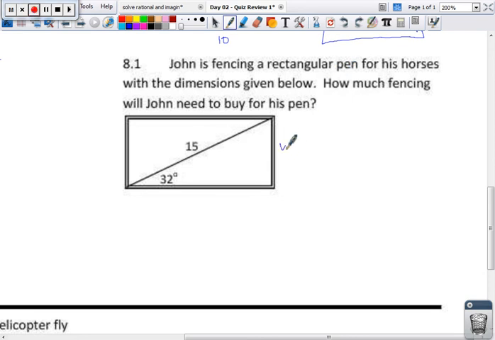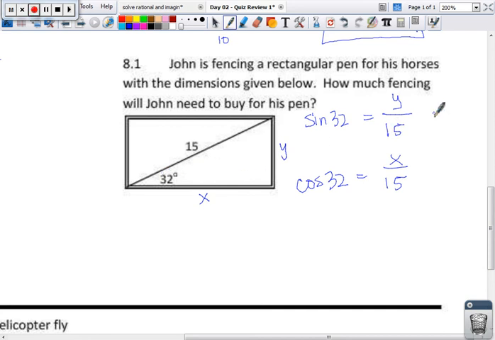And let's see, John is fencing a rectangular pen. So we have two sides we need to find, the vertical side and the horizontal side. We both use tangents. Tan of 32 equals opposite. Nope, tangent is a lie. How come you didn't catch me? This is the sine. If y is the opposite, we're going to use the sine, y over 15, the hypotenuse. And then we're going to use the cosine to figure out x, because x is the adjacent side. Okay, y is the opposite side to 32, x is the adjacent side to 32.